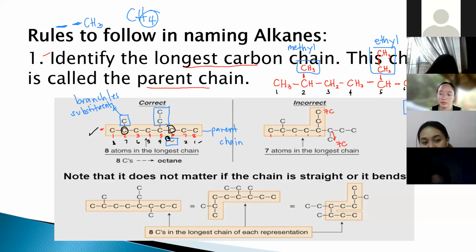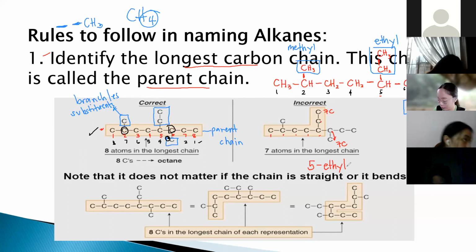How do we write it? First the number of the carbon where it is attached. Ethyl is attached at carbon number 5, so we write 5. Please take note, we use a dash. 5, and then ethyl. That is how it is written: 5-ethyl. Then another dash and then the next substituent. What will we do? If there is only one methyl, you write the number and then methyl.